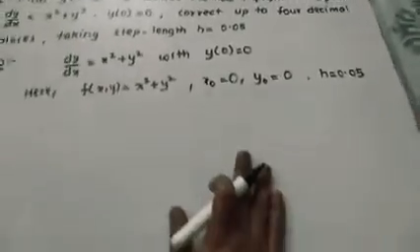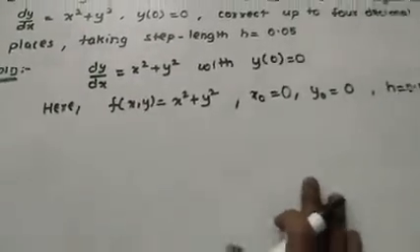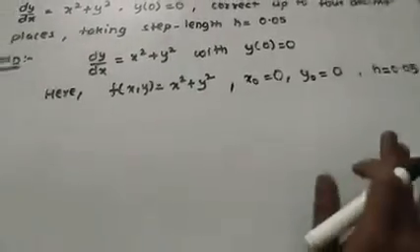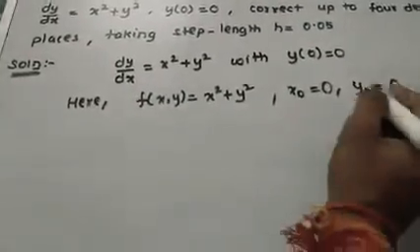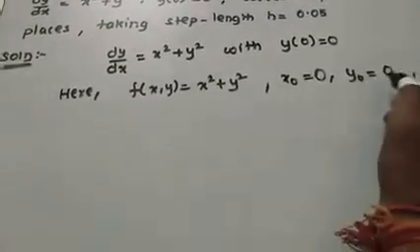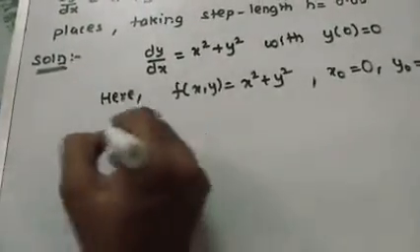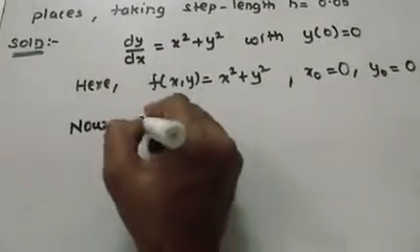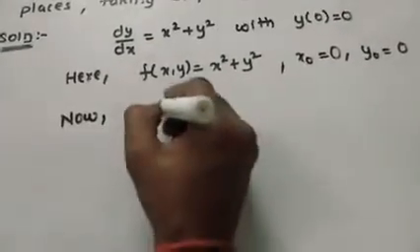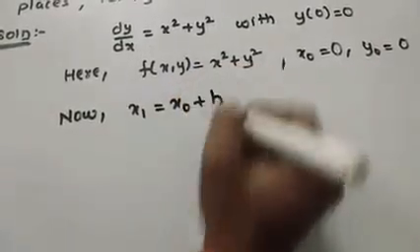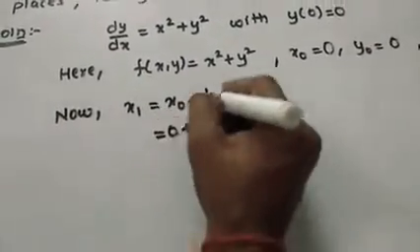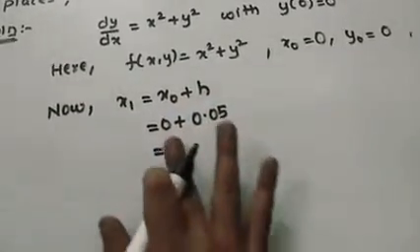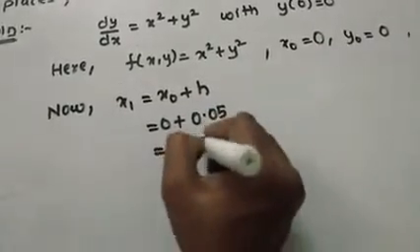So now basically it's very simple. Just by using the formula we have to solve this. Okay, so first of all, y0 we get. Now first of all, x0 is our 0. So what will be your x1? By the formula, x1 equals x0 plus h. x0 is 0, h is 0.05. So x1 is 0.05. This is your x1.